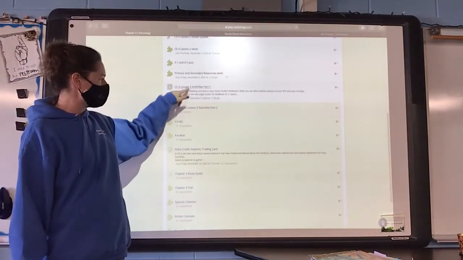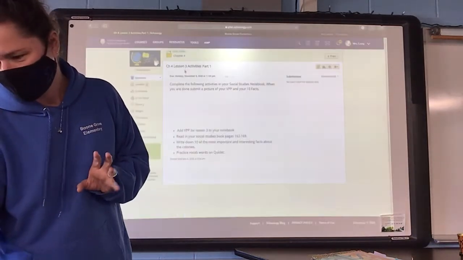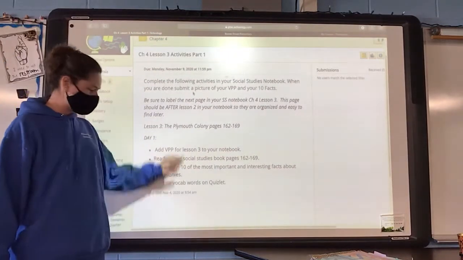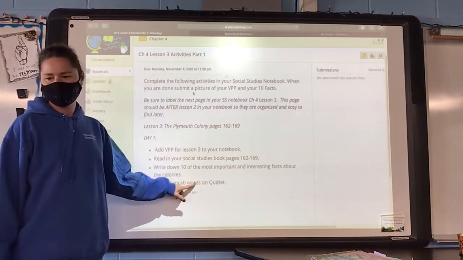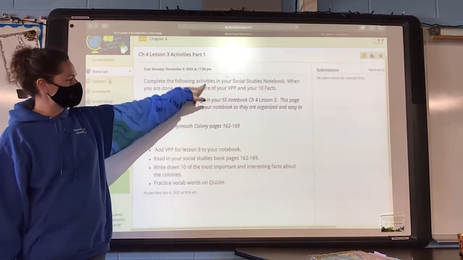And then you have lesson 3 activities, part 1. I separated it into different parts, so it's not quite so overwhelming this time. So you're going to complete these activities. These are the things you need to do today. And I'll work on this Quizlet thing here. You are completing the following activities in your notebook.